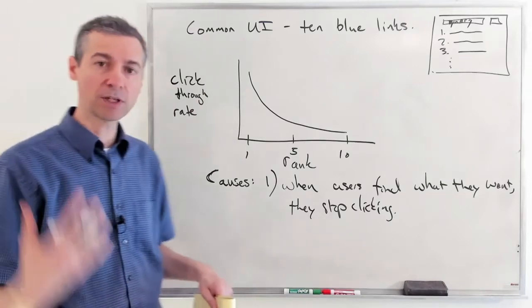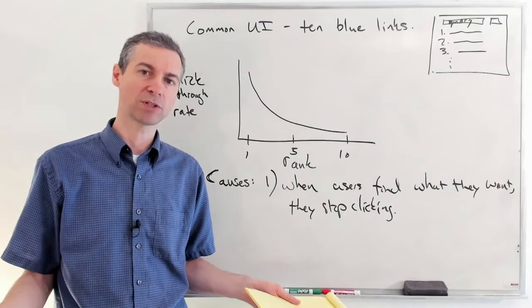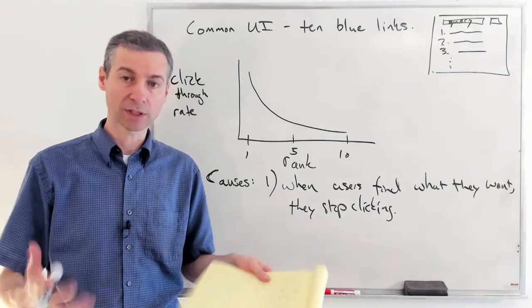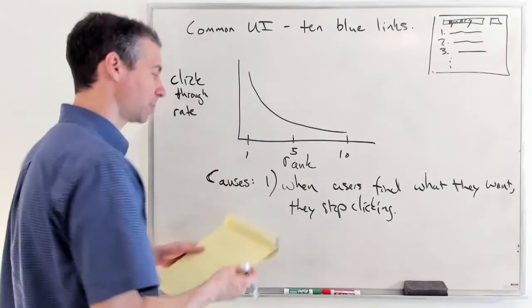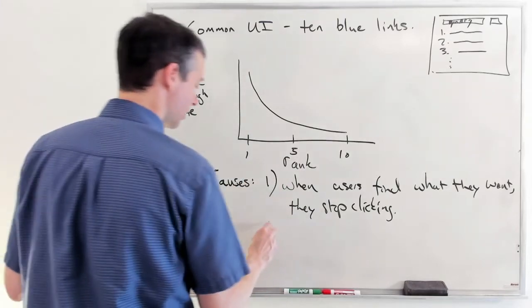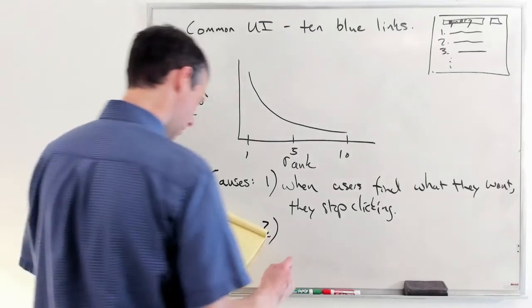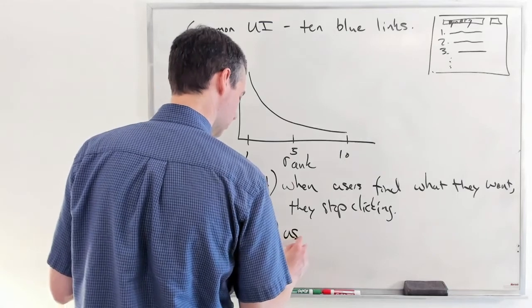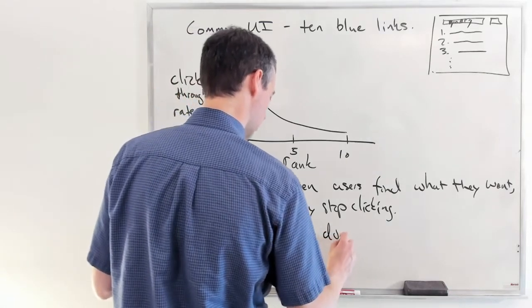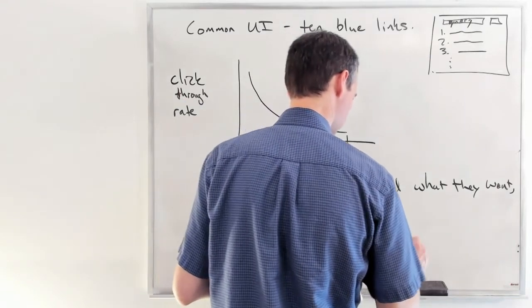Certainly there are some informational needs where you're like, no, I need to find lots of information about this thing, and you're going to click on lots of things. But overall, this is the behavior people see, and one of the reasons is that people do stop once they find they're satisfied. The other thing is that users don't look at all results.